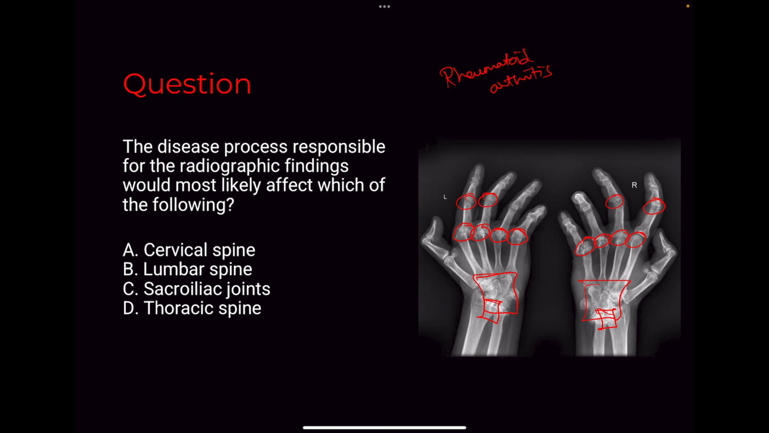So the question now asks which part of the spine is most commonly affected with rheumatoid arthritis? The answer is the cervical spine, especially C1 and C2, which are very commonly affected with rheumatoid arthritis.